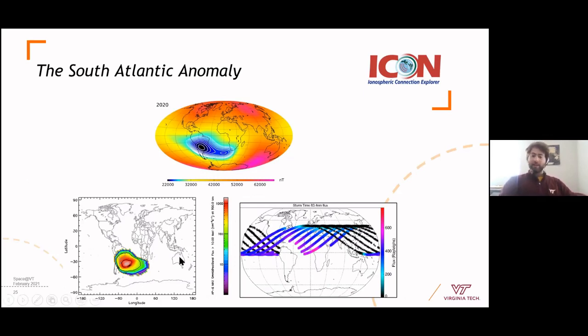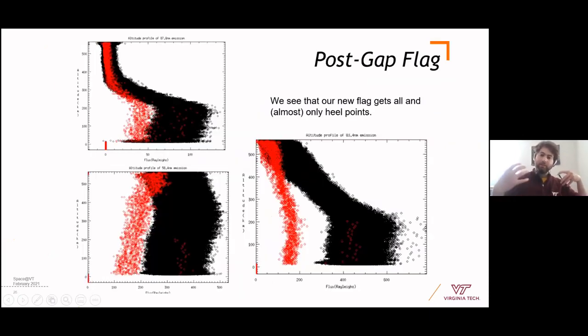So when ICON passes through this region, it turns down the voltage on the EUV detector. And that's why we have gaps in the data. If you ever look at plots that have the ICON orbits on them, you will see some gaps around South America because of this anomaly. So if we flag all of the points that are when we come out of the South Atlantic Anomaly, we can see that's what's generating our heel.